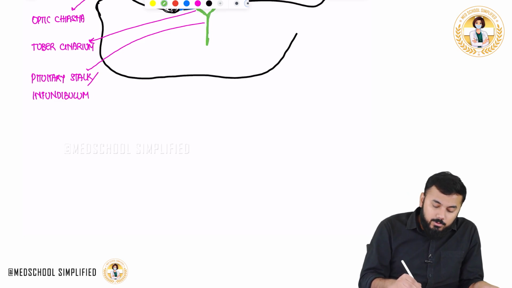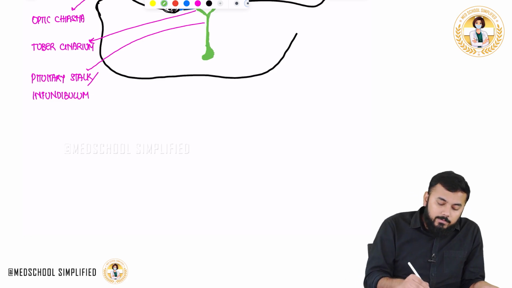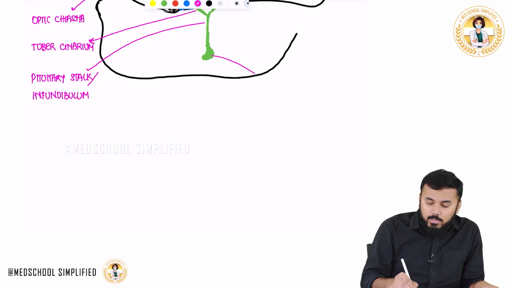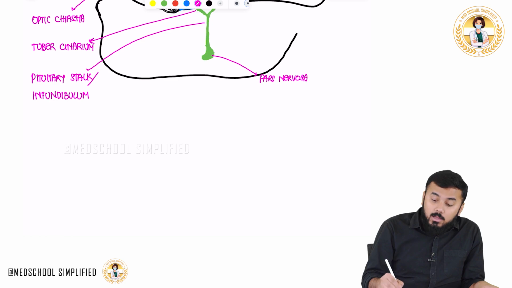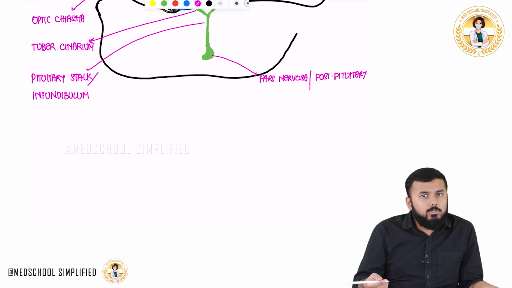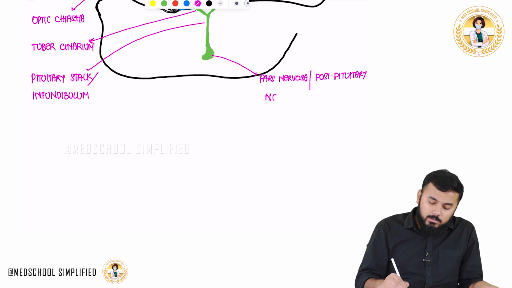Now attached to this pituitary stalk, you have got another important structure. You see, this particular structure is called as pars nervosa. Okay, so attached to this you have got another important structure. This particular one over here is called as your pars nervosa. So what is this pars nervosa? Pars nervosa is nothing but called as your posterior pituitary gland. What is your posterior pituitary also called as? Neurohypophysis.